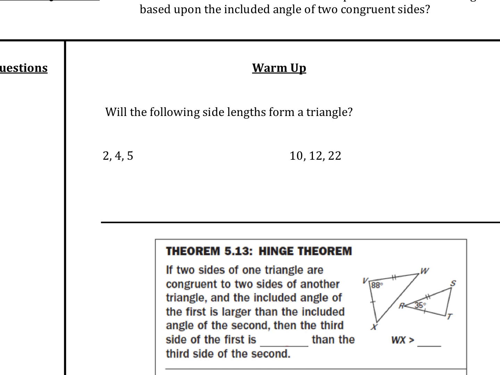We have 2, 4, and 5. Where are the smaller sides here? 2 plus 4 needs to be greater than 5. What's 2 plus 4? It is 6. Is 6 greater than 5? Yes. So that is a triangle.